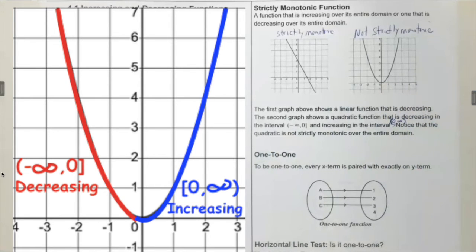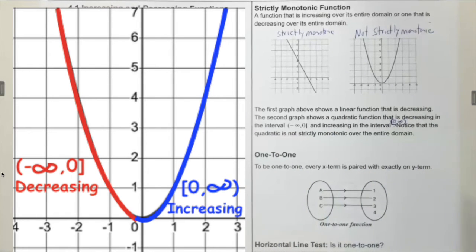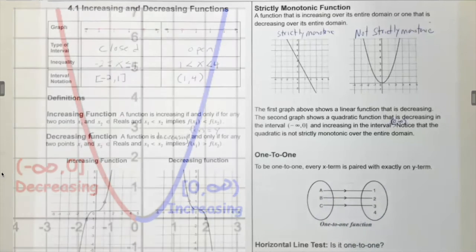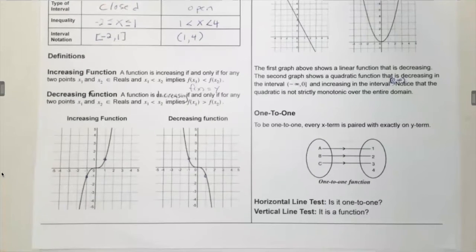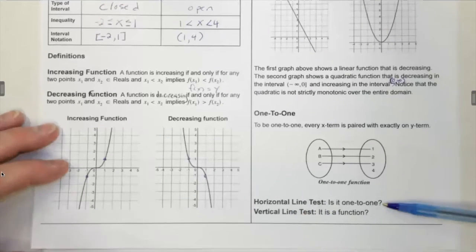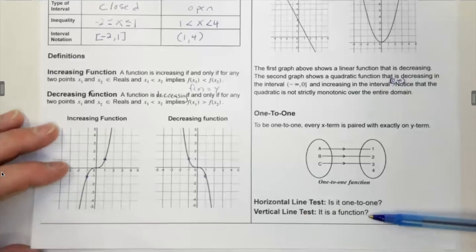A function is said to be one-to-one if every x term is paired with exactly one y term. Every x term goes to one y term. That would be one-to-one. How do we know if it's going to be one-to-one? We would do a horizontal line test. And remember, the vertical line test was about whether or not it was a function. Now we have two different types of tests. One to test for one-to-one and one to test if it's a function.